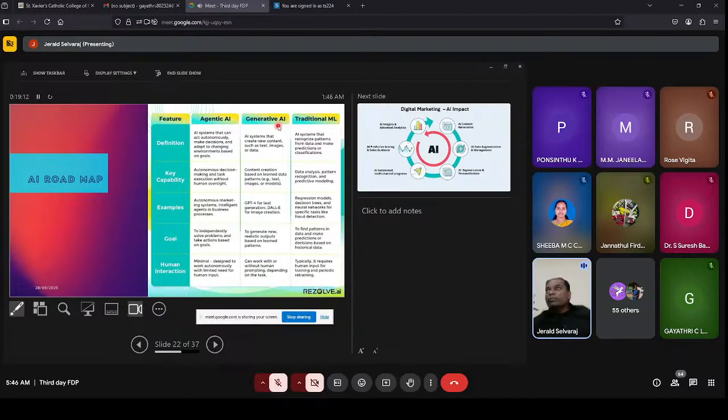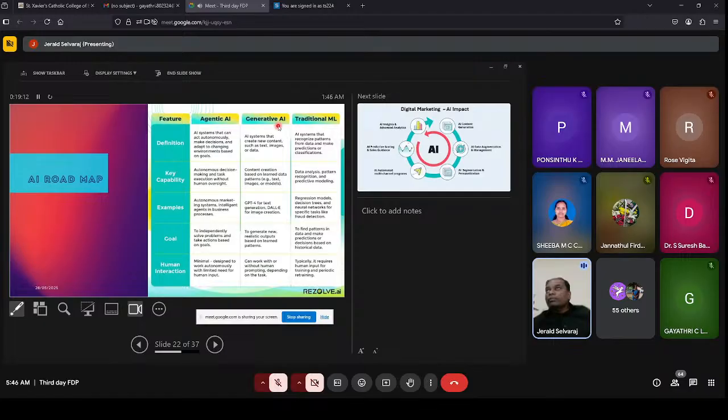So if you see the electric vehicle, where it's called autopilot or self-driving, it takes care of everything. It runs on its own, it reads the traffic and it reads the signals and everything. That's called agentic AI.